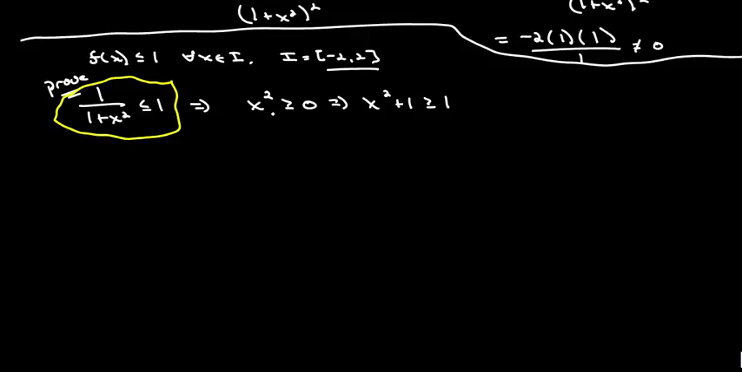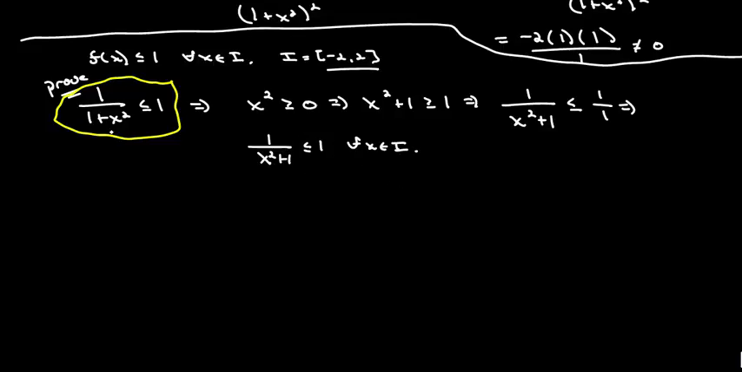So our first step is to say, well, x squared is greater than or equal to 0. That implies that x squared plus 1 is greater than or equal to 1. That implies that the reciprocals, 1 over x squared plus 1, is less than or equal to 1 over 1, which implies that 1 over x squared plus 1 is less than or equal to 1 for all x on the interval I. And we've just now shown that this is true.